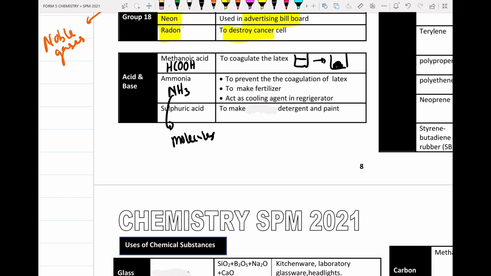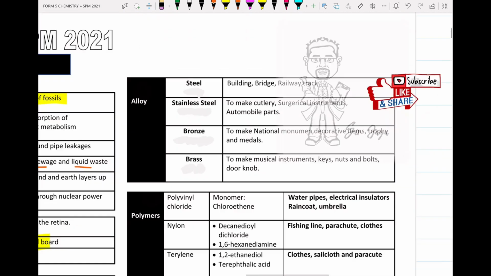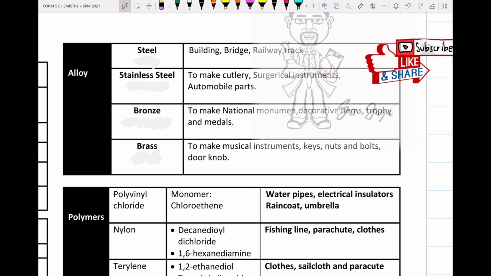Next will be sulfuric acid. The formula of sulfuric acid will be H2SO4. Sulfuric acid is a strong acid, used to make fertilizer, detergent, and paint. All right, we move on to the alloy. Alloy is a mixture of two or more elements with certain fixed composition in which the major element will be metal. The major element that is present in front should be metal.